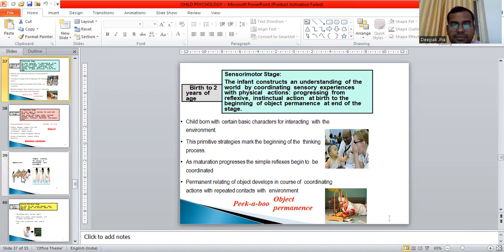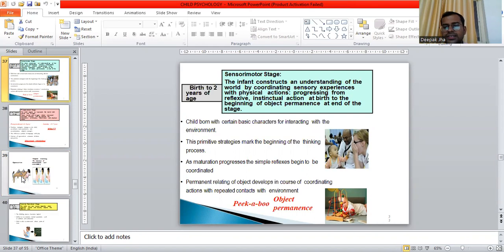years of age. The infant constructs. Now all of these stages focus upon the development of thinking. So we are talking in terms of how the mind is trying to think. The infant constructs an understanding of the world by coordinating sensory experiences with physical actions. So as I told you, sensory and motor. He is coordinating his sensory experiences along with his motor activities, that is his physical activities, progressing from reflexive instinctual action at birth to the beginning of object permanence at the end of this stage.